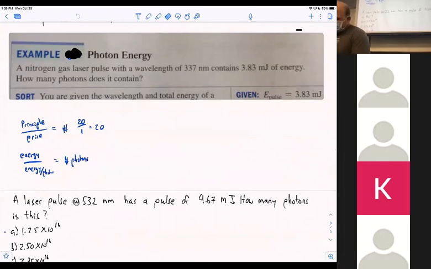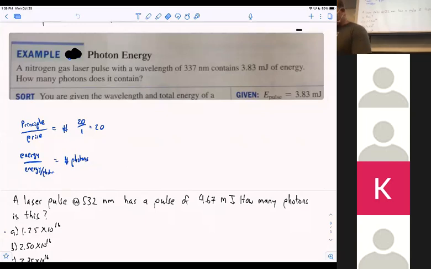So we have a nitrogen excimer laser that has a wavelength of 337 nanometers and 3.83 millijoules of energy. How many photons is this? The analogy I wanted to have for you is money. If you have $20, how many $1 Snickers bars can you buy? It's the principal, the amount of money that you have, divided by the price. So 20 divided by 1, or 20 candy bars, not surprising. Same idea with number of photons.